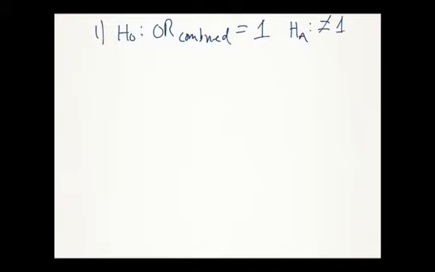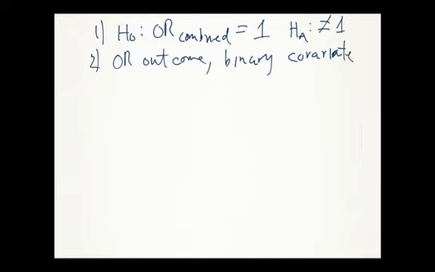So now we can do our 7 steps of hypothesis testing, but this time we're testing the null that the combined odds ratio is equal to 1. Okay, and obviously the alternative would be that it's not equal to 1. The type of data that we have is the odds ratio outcome with a binary covariate. We're going to conduct the Mantel-Haenszel test.